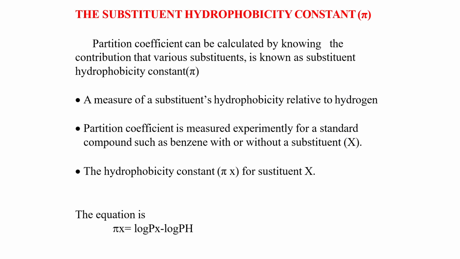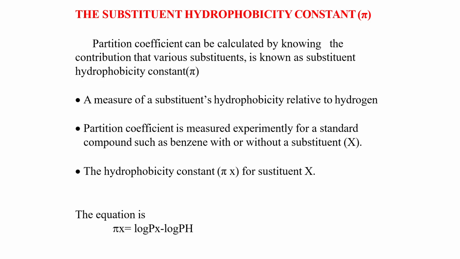So now the substituent, that is, the hydrophobic concept. The partition coefficient can be calculated by knowing the contribution that various substituents have, and this is known as the substituent's hydrophobicity constant. In the earlier slide, we discussed the concentration of the drug in the organic phase divided by the concentration of the drug in the aqueous phase. Now we are moving towards the effect of hydrophobicity provided by the substituent on the biological activity.